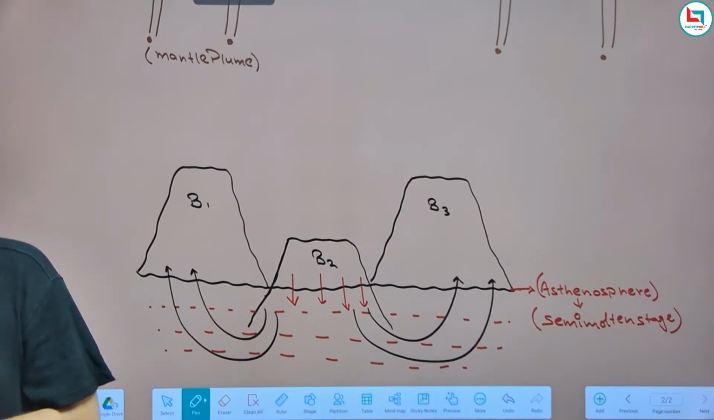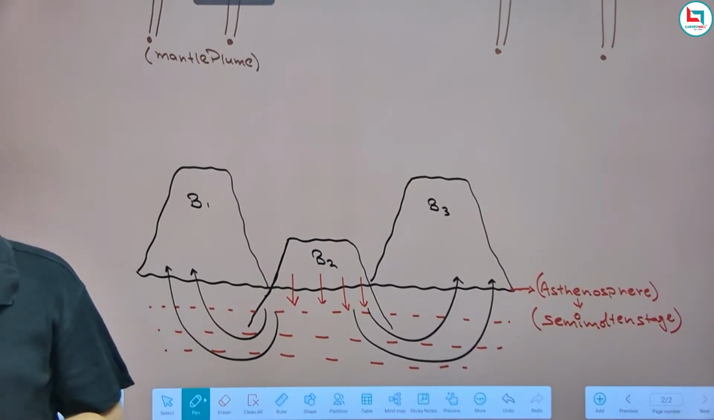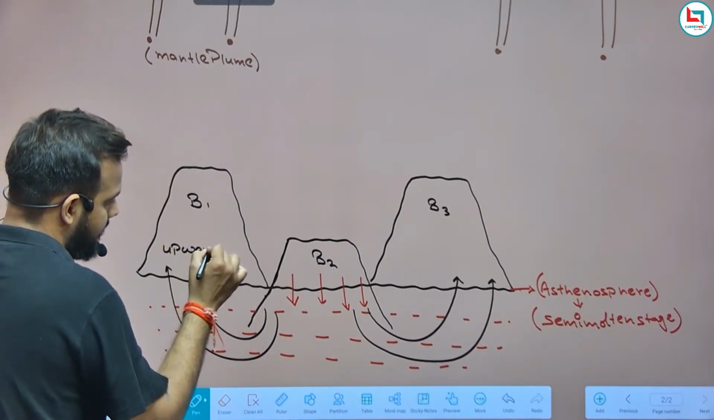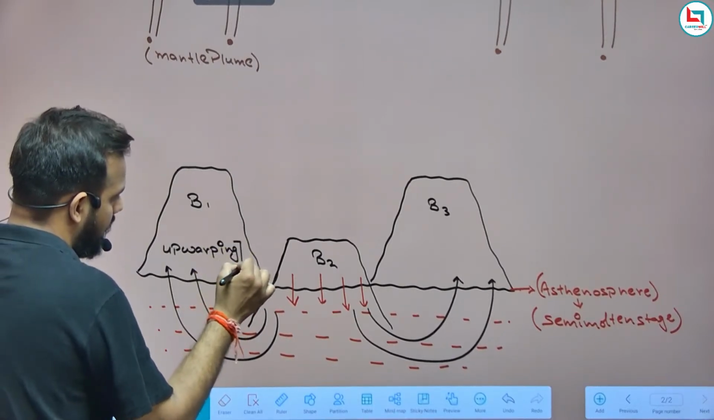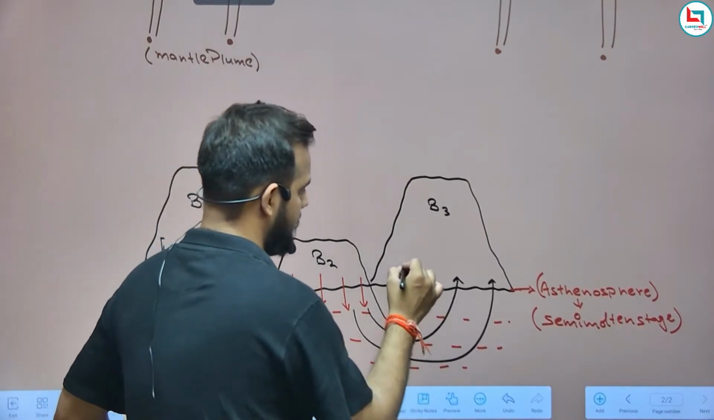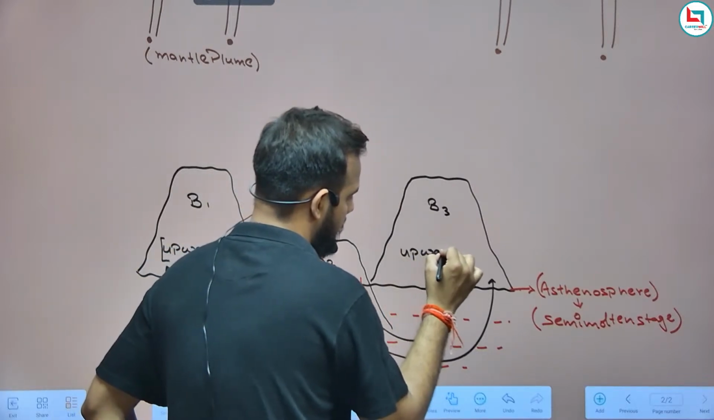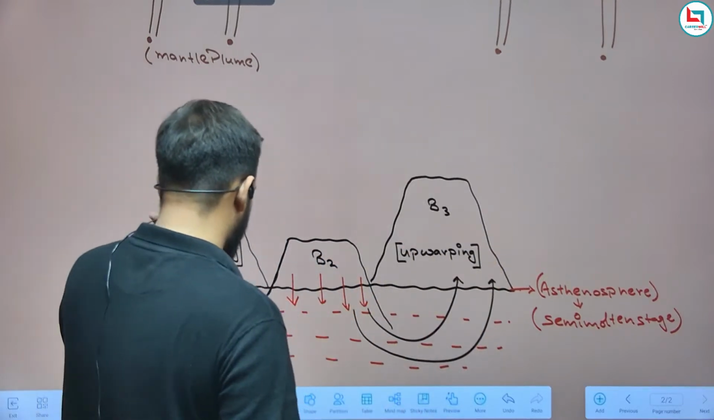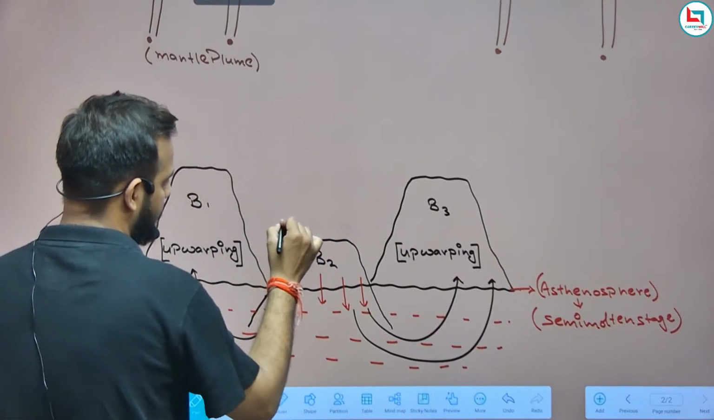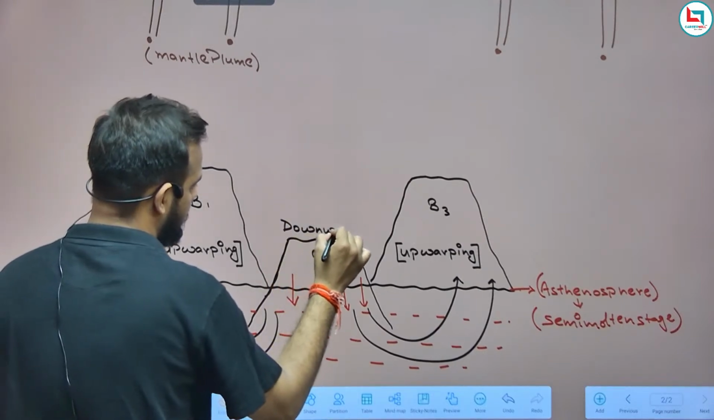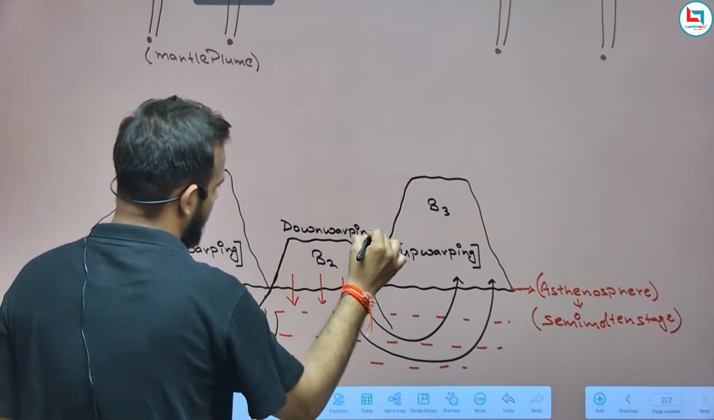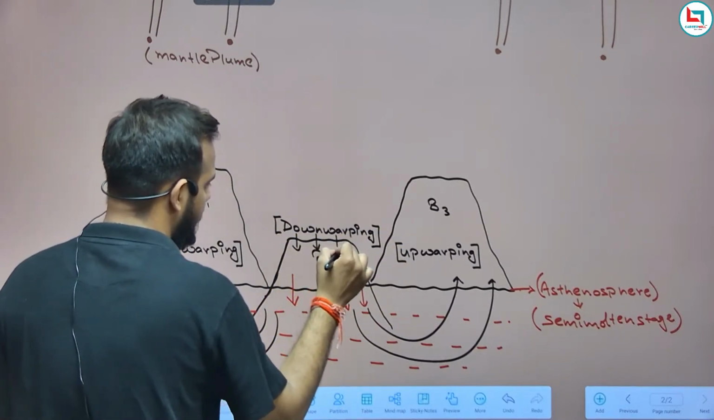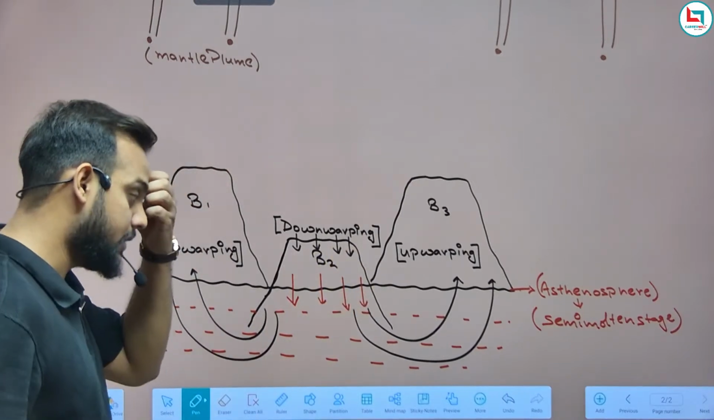This particular thing is known as upwarping, and this will be the downwarping. This will be the downwarping.